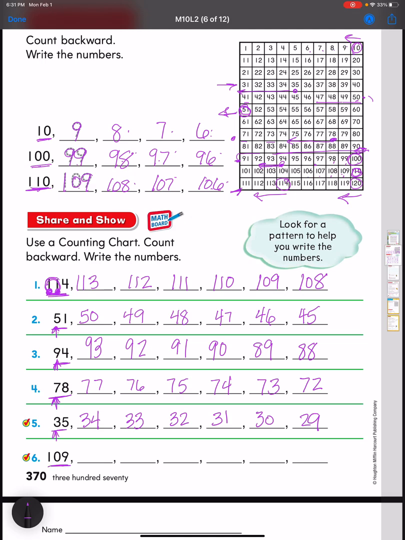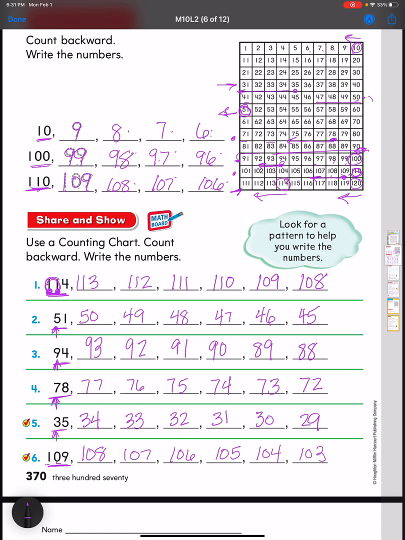And then number 6, look at number 6. We're going to start at 109. So I'm going to find the row that has the 1 and the 0, and I'm going to find the number 109. So here's my row with 100 with 1 and 0s all the way over here. Here's 109. We're going backwards, decreasing by 1s. 109, 108, 107, 106, 105, 104, 103.